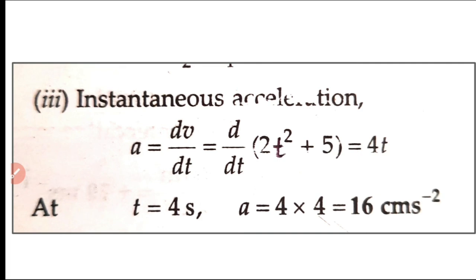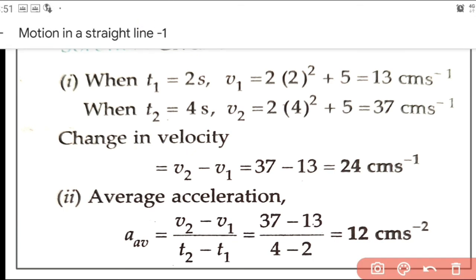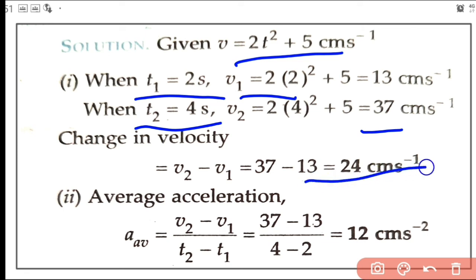Now coming to average acceleration. What is average acceleration? v2 minus v1 by t2 minus t1. So first of all, you should find v2 and v1. At t1 equal to 2 seconds, you have to calculate the velocity. That will give you v1. Using this equation, put t equal to 2 seconds, you will get v1, that is 13. Then in the same equation, put t2, that is 4 seconds, you will get v2, that is 37 centimeter per second. Now, what is the change in velocity? It is 24 centimeter per second, and the change in time is 2 seconds. So you will get 24 by 2, that is 12 centimeter per second square.